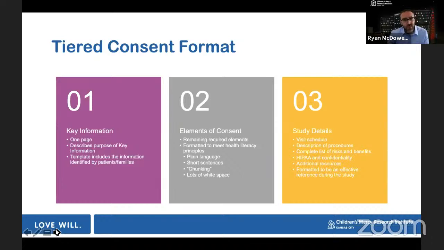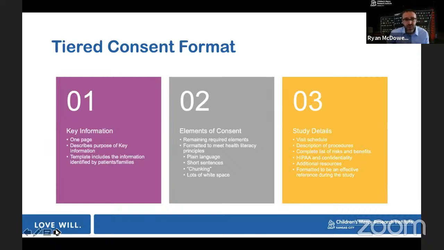So with the first tier, we have the key information. It has to be limited to one page and describes the purpose of the key information. Again, we're letting the investigators know what the feedback is that we've gotten, and that's all there on that first page. The second tier is all of the remaining required elements from the Common Rule, again formatted to specifically meet those health literacy principles.